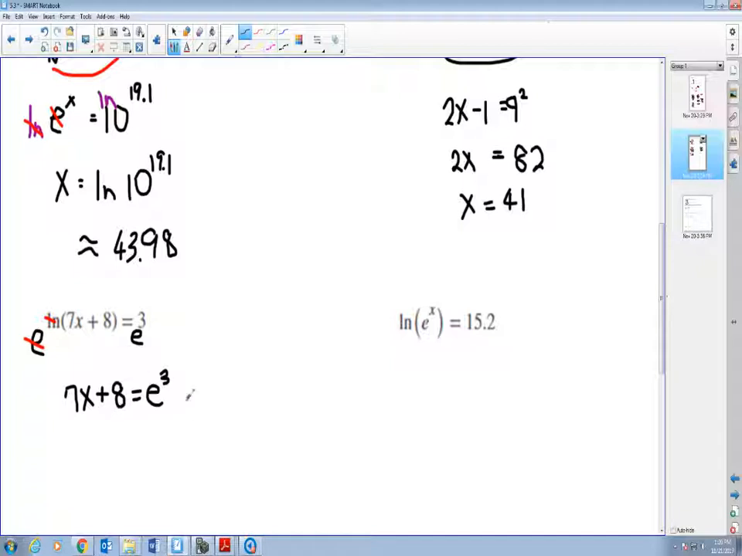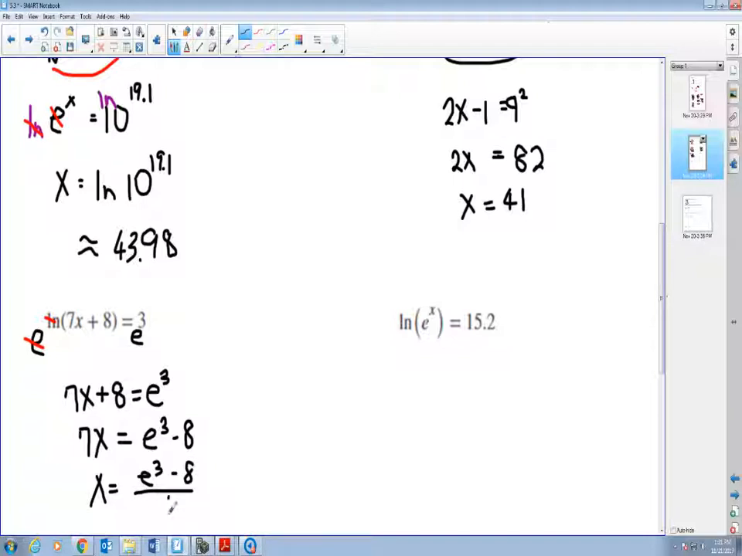Alright, so I'm going to move my positive 8 over. That gives me e to the third power minus 8. I'm not going to key this in the calculator yet. I'm going to do it all at one time. To get x by itself, divide both sides by 7.